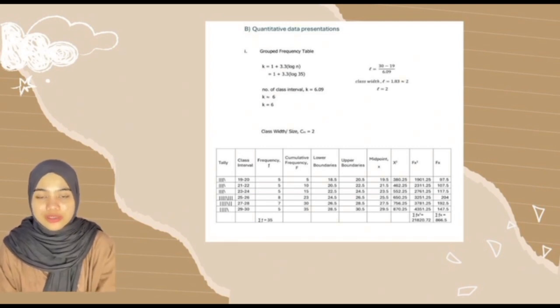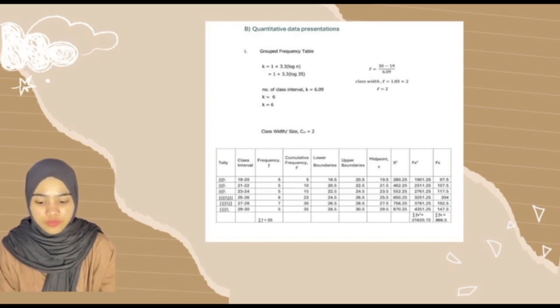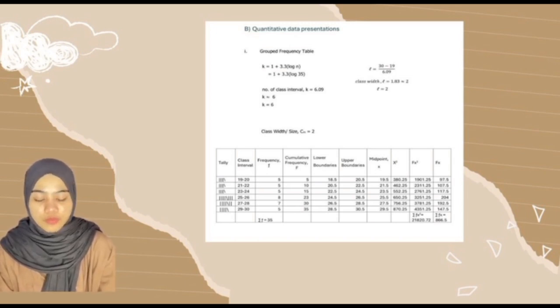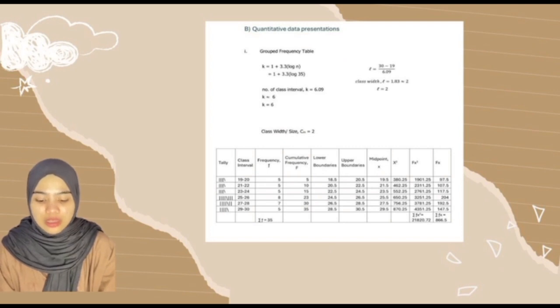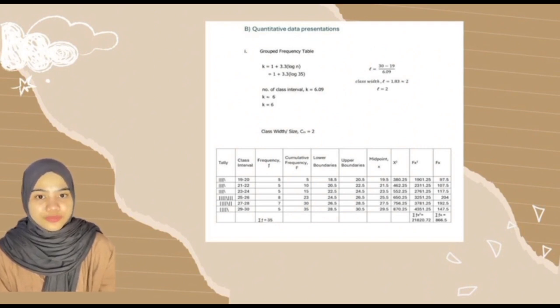The formula is K is equal to 1 plus 3.3 times log n base 10. So we will put n, which is 35, inside the formula. So it will be 1 plus 3.3 times log 35 base 10. From that, we got that K is 6.09. But we will round it as equal to 6.